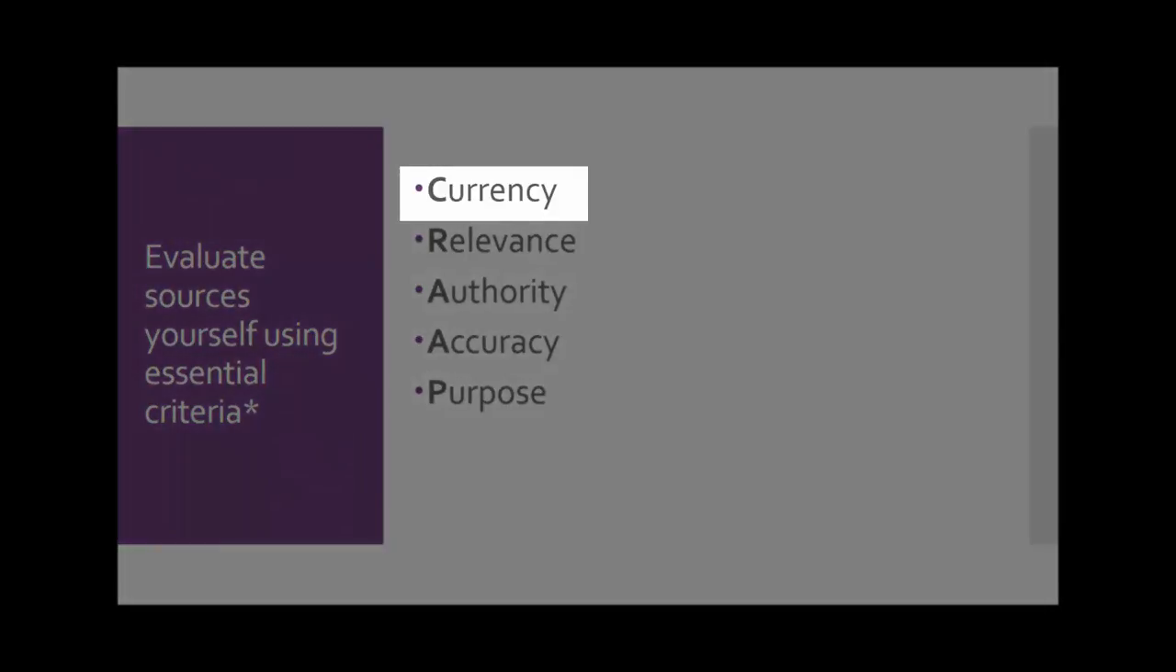Currency is simply how recent the information is and whether or not it matters to you if the information is recent or not. For some topics, it will matter a lot if the topic is about recent events or the field of study is evolving quickly. For other topics, it might not matter so much, and an older article might be just as valuable as a more recent one.